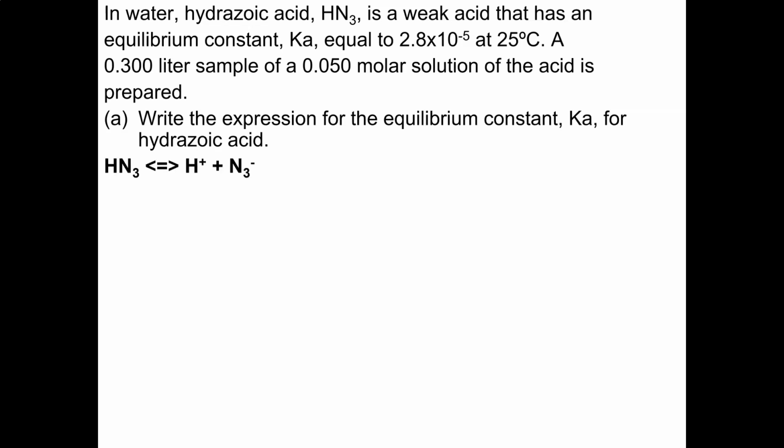So first you're going to write the expression, products over reactants. We're going to write the reaction out, just dissociate it. You could also just write HN3 plus H2O produces H3O plus and N3 minus. Either one's fine. So here's your expression. That's all you have to do for that.